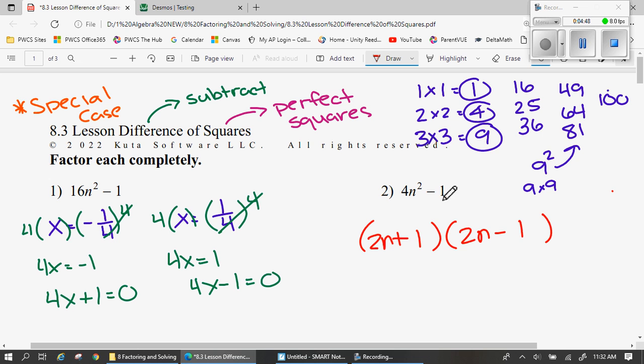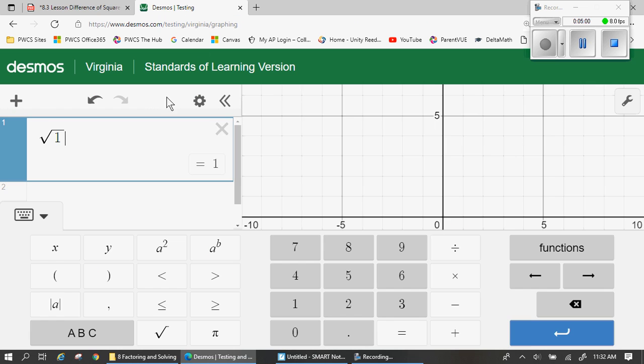4 is a perfect square, 1 is a perfect square. So I'm going to have two factors, one that has a plus, one that has a minus, and we can fill out the rest of it by square rooting the 4 and the 1. Well, let's see how that works if we were to actually graph it.